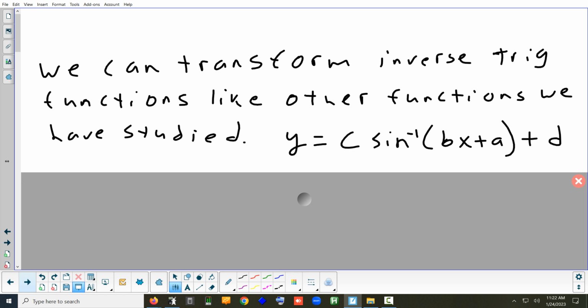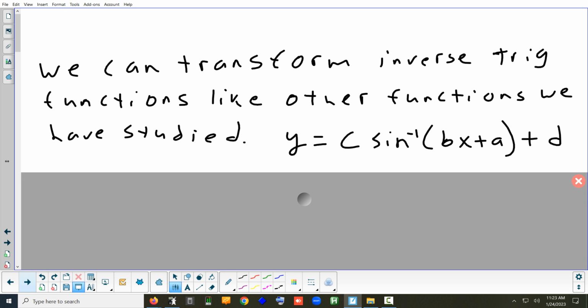What about B? Stretch or compression. If you make B really big, what would happen to the graph? The bigger you make b, the more it compresses. The bigger and bigger b gets, the more and more it compresses. If b is negative, what does that do? Flips it over, which way? Like horizontal or vertical? If b is negative, that's a horizontal reflection.